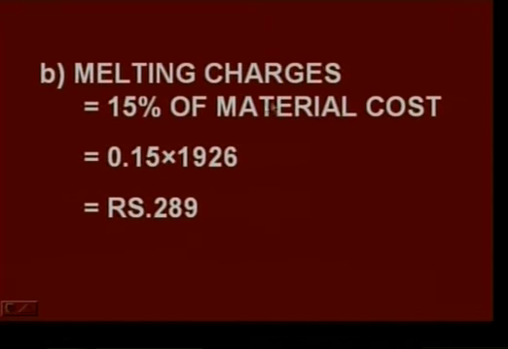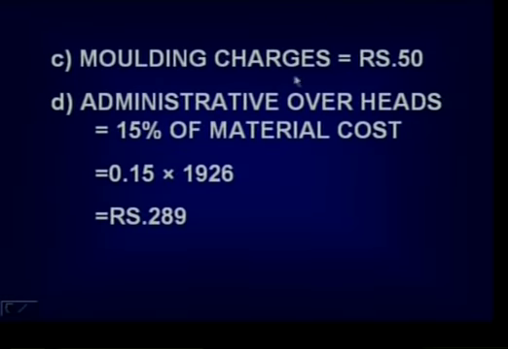Melting charges. From the given problem, melting charges are 15% of material cost. So, 15% means 15 by 100 becomes 0.15, material cost is 1926. By calculation, the value becomes 289 rupees. Molding charges given are 50 rupees. Administrative overheads are 15% of materials cost, that is 0.15 into 1926, the value becomes 289 rupees.